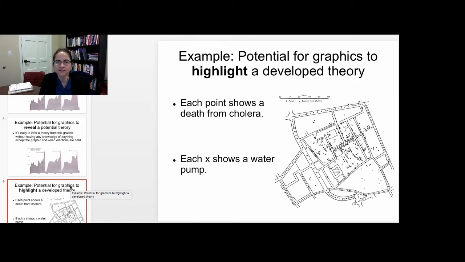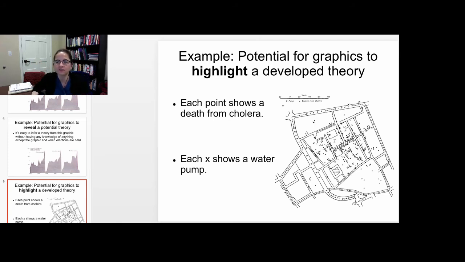Another way to use graphics is to highlight a theory that you've already created. So each point in this map shows a death from cholera. And this is a map that demonstrates cholera deaths in London in the 1850s. John Snow created a radically new theory for how cholera was spread, and he demonstrated it extremely effectively by using this map. Each point in this map shows a death from cholera for a specific neighborhood. It's a very small neighborhood.